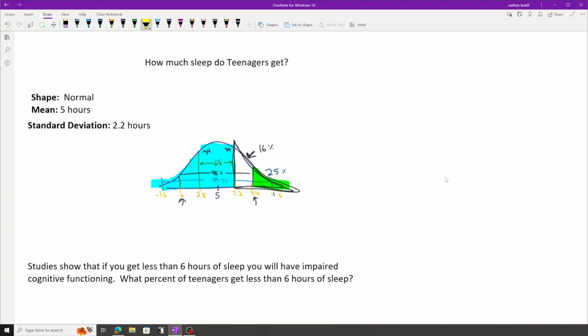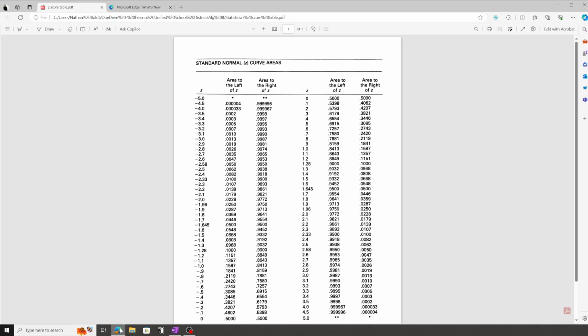But what if this question comes up? Studies show that if you get less than 6 hours of sleep, you will have impaired cognitive function. What percentage of teenagers get less than 6 hours of sleep? Well, 6 hours is right here. That's not one of the boundaries I can use with the 68, 95, 99.7. So what we have to end up doing is we have to use a table of values, like the one you just got today, to look up a whole lot more possibilities. This is a lot more than we could ever memorize ourselves.